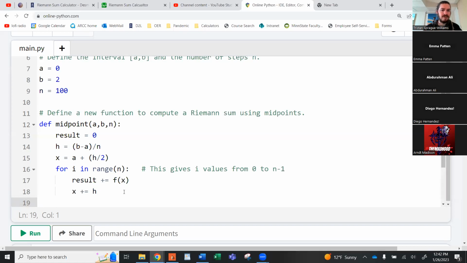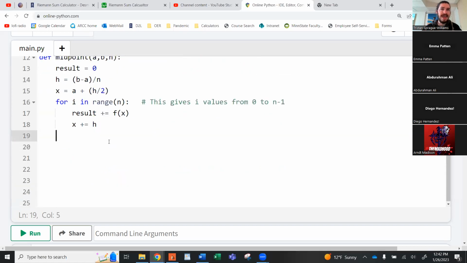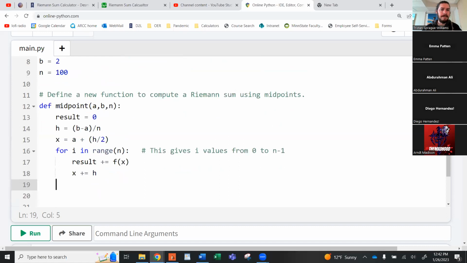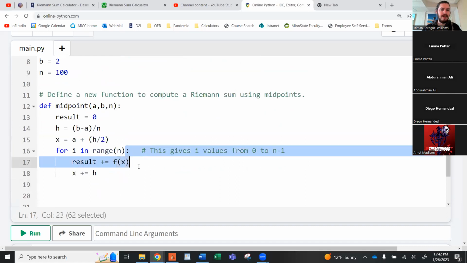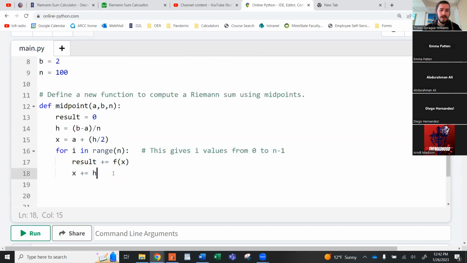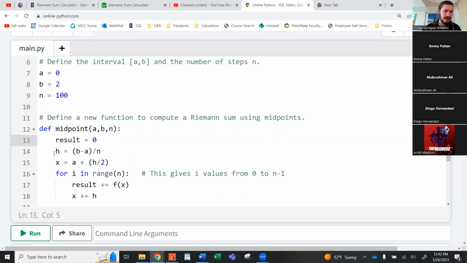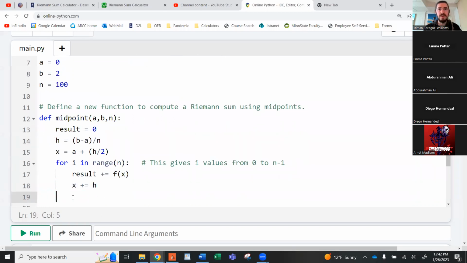That is it. So that's the end of the for loop. When you hit enter here, it might be on the same tab, but you've got to delete it and go back. We should now be on the same tab line that we were for our function. Now, the very last thing we need to do for our function is return something. And the thing we want to return is not the result, but the result times h.